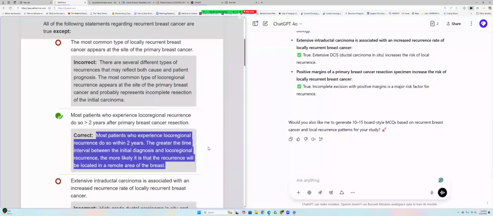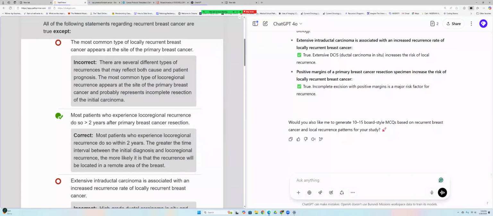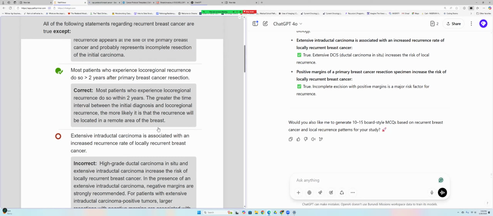So most patients who experience local recurrence do so within 2 years. The greater the time interval between the initial diagnosis and the local recurrence, the more likely it is that the recurrence will be located in a remote area of the breast.